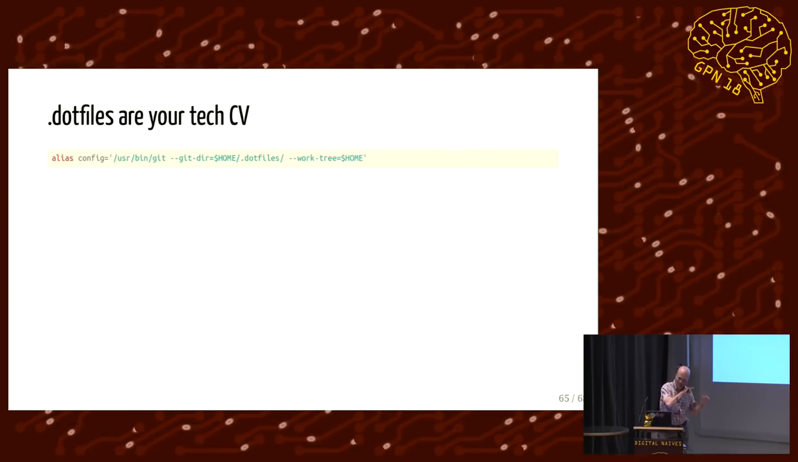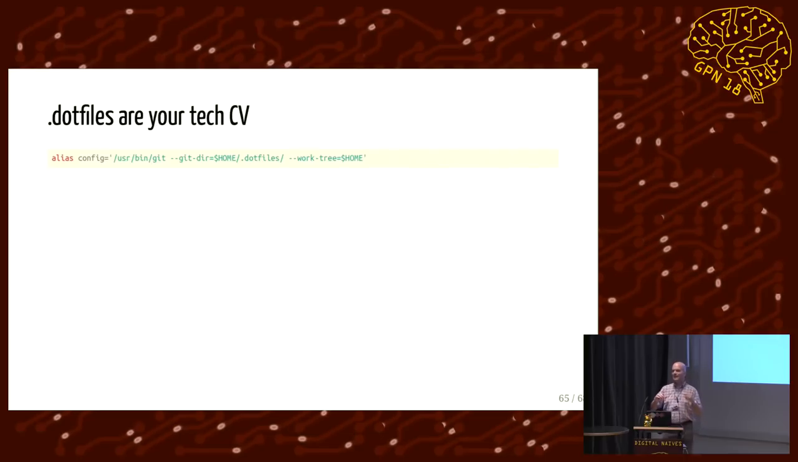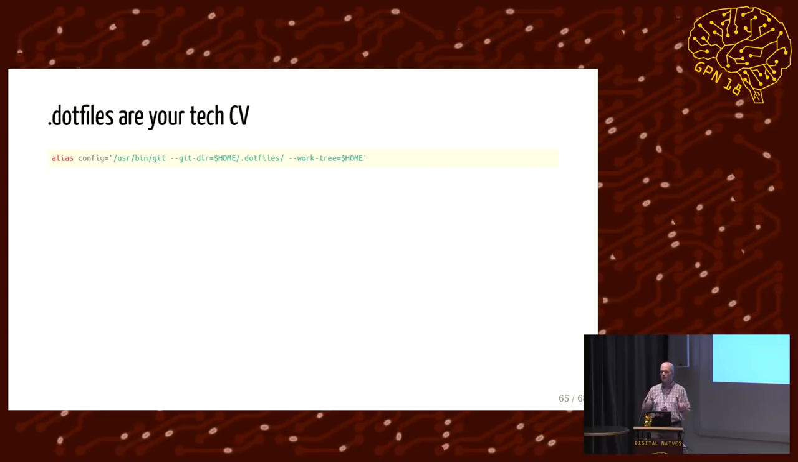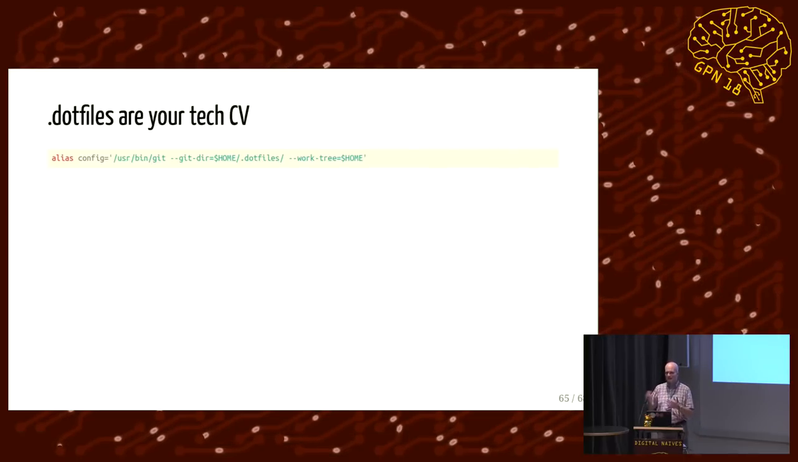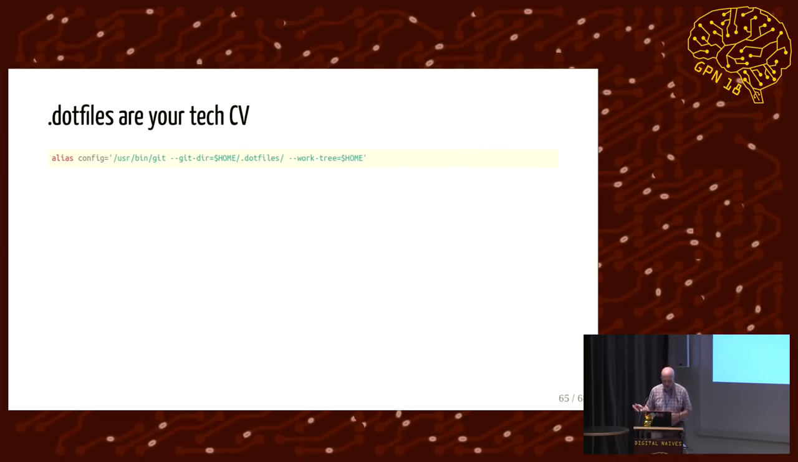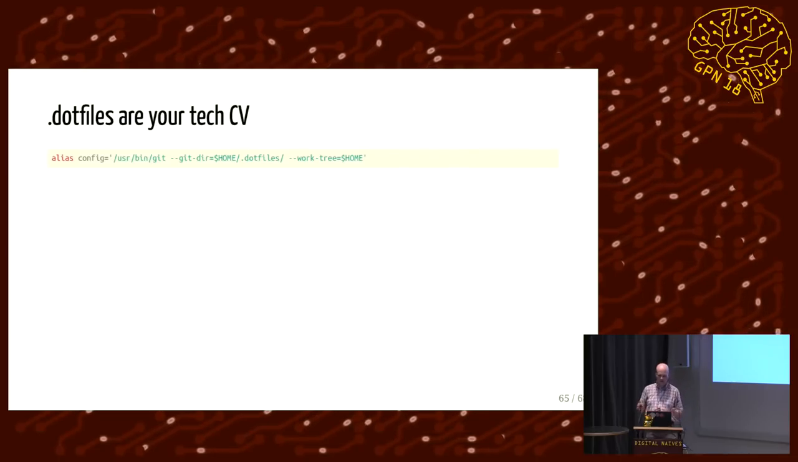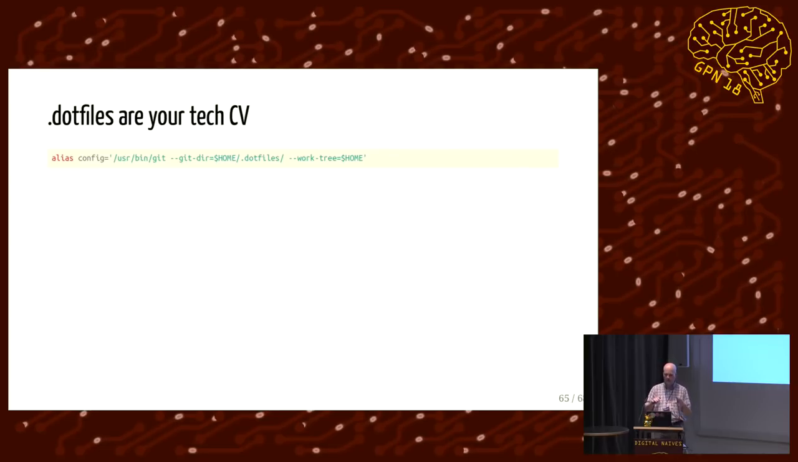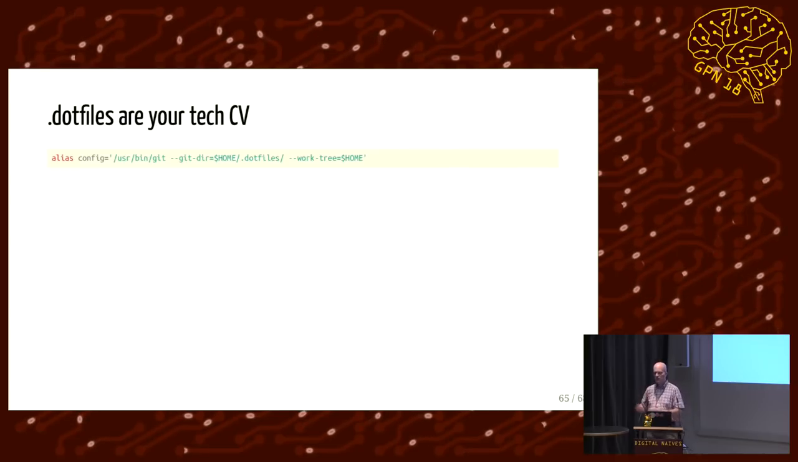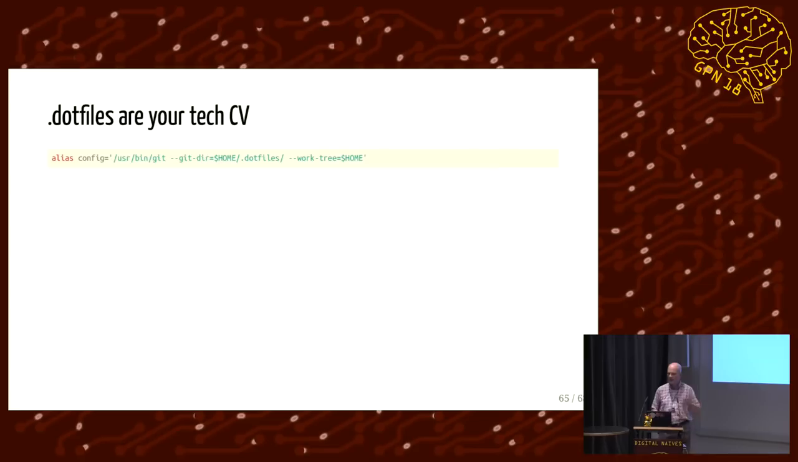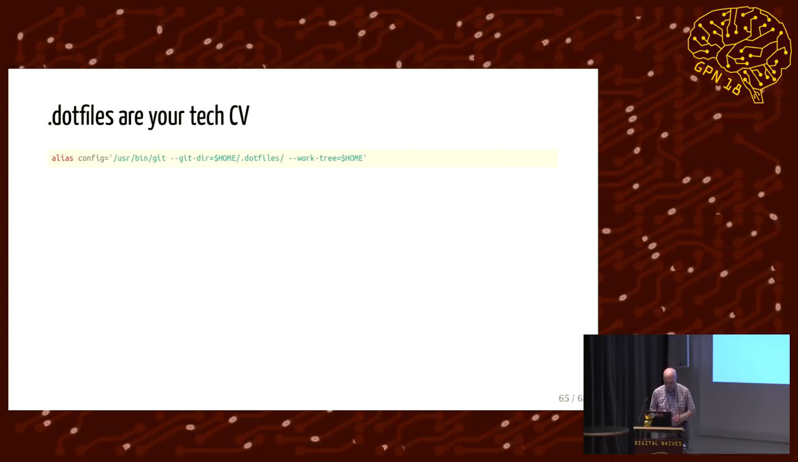And if you create your alias named config, you can always, with config, have the whole power of git, and it looks into the right directory. The work tree is your home directory. So if I'm in my home directory and I do config status, it shows me what has changed, and I can commit, push, do everything.